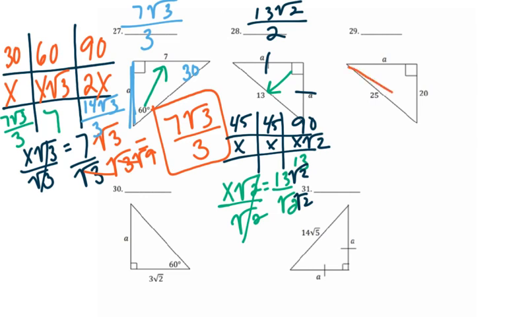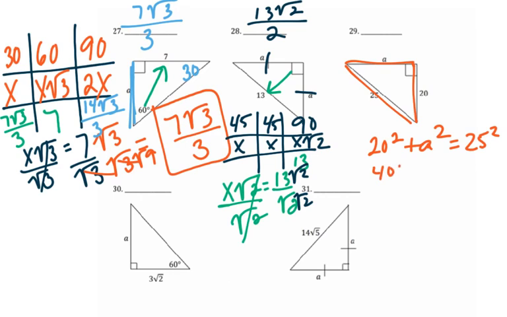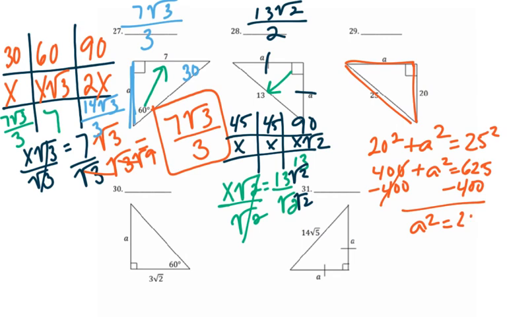This one here is Pythagorean theorem. We've got two sides of a right triangle, so I can solve for the third side. So the leg squared plus the other leg squared equals the hypotenuse squared. We solve. And we take the square root.